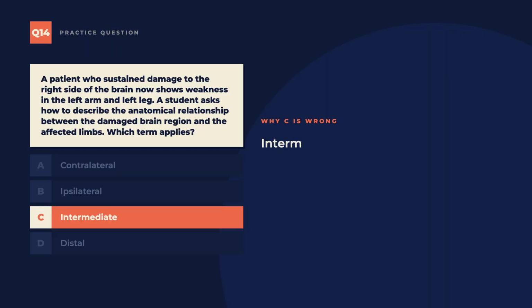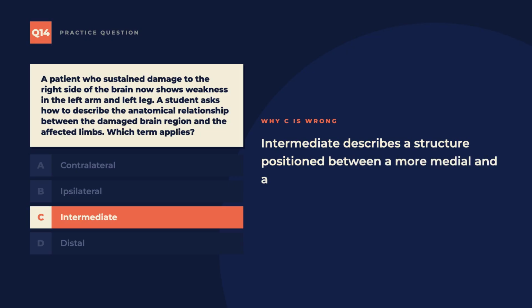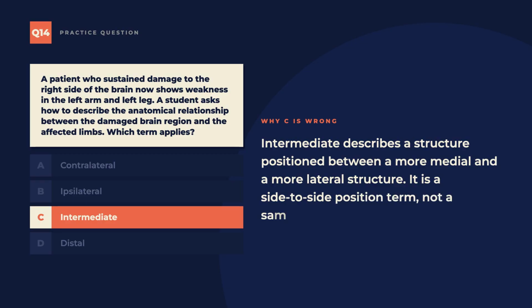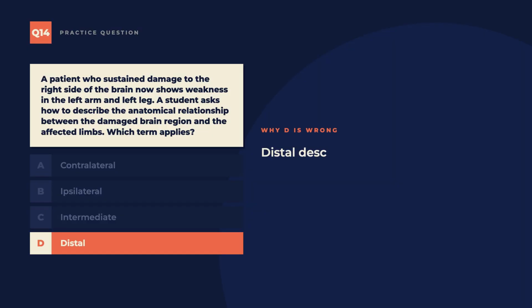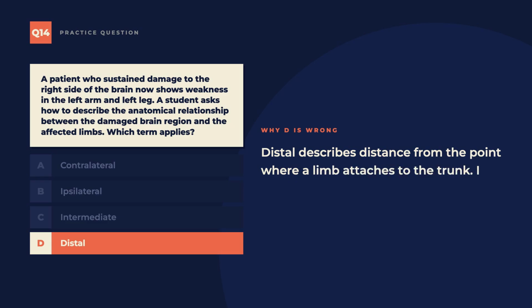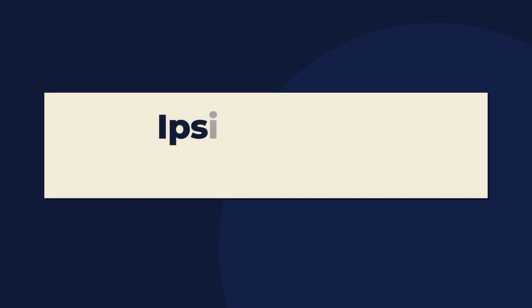C is wrong because intermediate describes a structure position between a more medial and a more lateral structure. It is a side-to-side position term, not a same-side or opposite-side relationship. D is wrong because distal describes distance from the point where a limb attaches to the trunk. It compares positions along a limb rather than across the body's two halves.